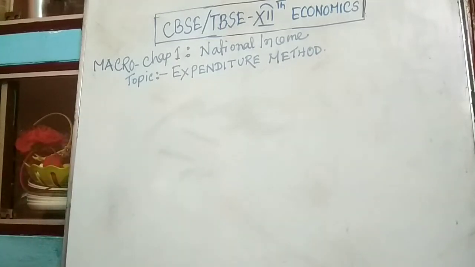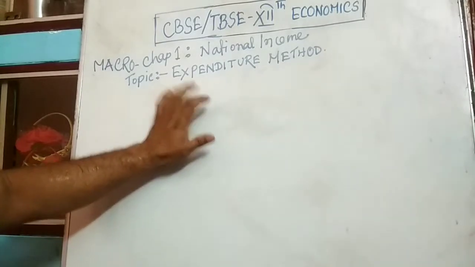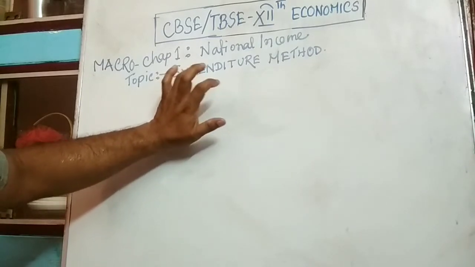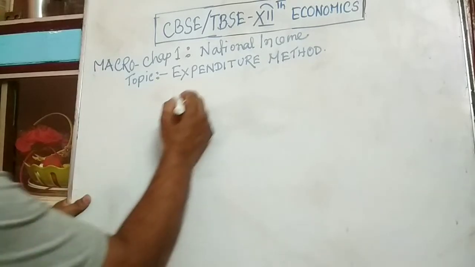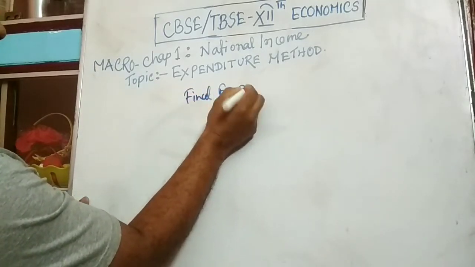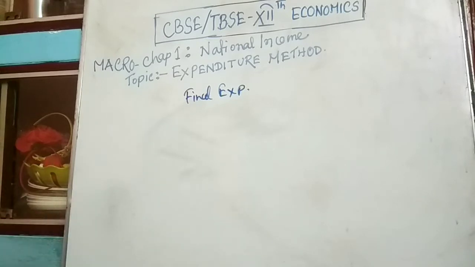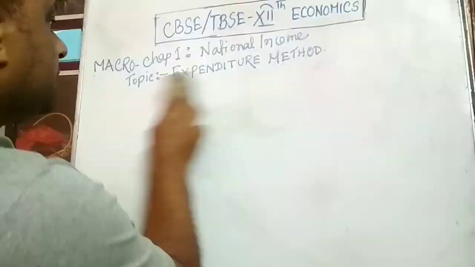Now in the income method what we had learned is that all the incomes are added to calculate national income. Here in the expenditure method, what happens? We add all the final expenditure of the country to measure the national income of the country. Okay. Now how is it done?